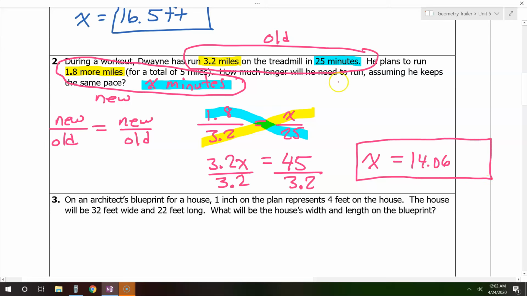How much longer will he need to run? So this is in minutes. He ran 3.2 miles in 25 minutes. So in order to run another 1.8 miles, he would have to run an additional 14.06 minutes.